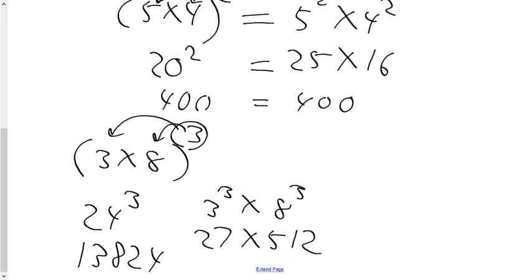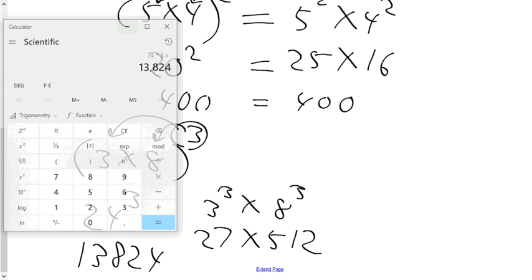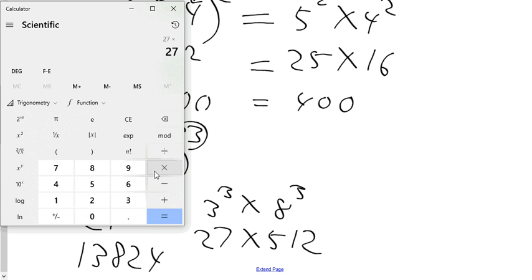Does anyone want to guess? Oh, come on, it's easy. Gavin, what's 27 times 512? 13,824. Gavin, you're a genius. 27 times 512 equals 13,824.